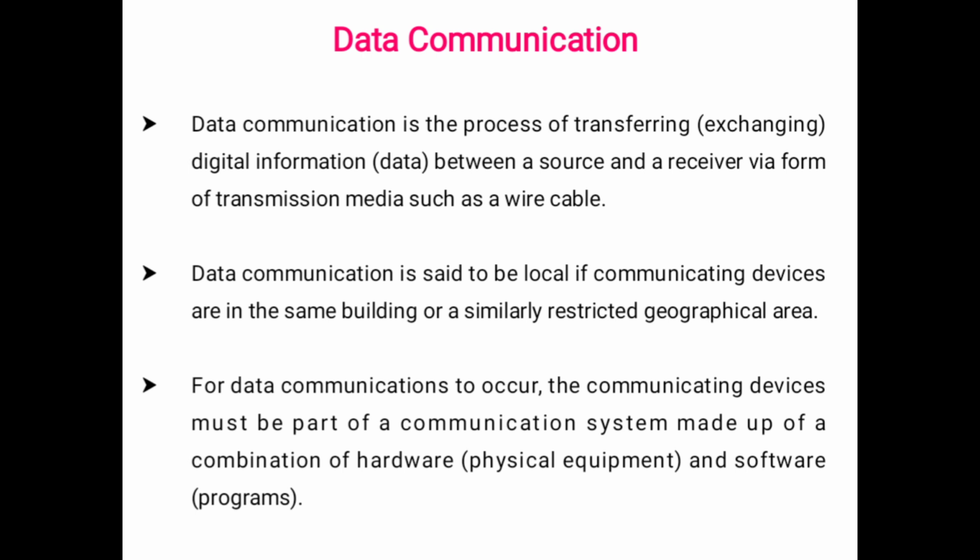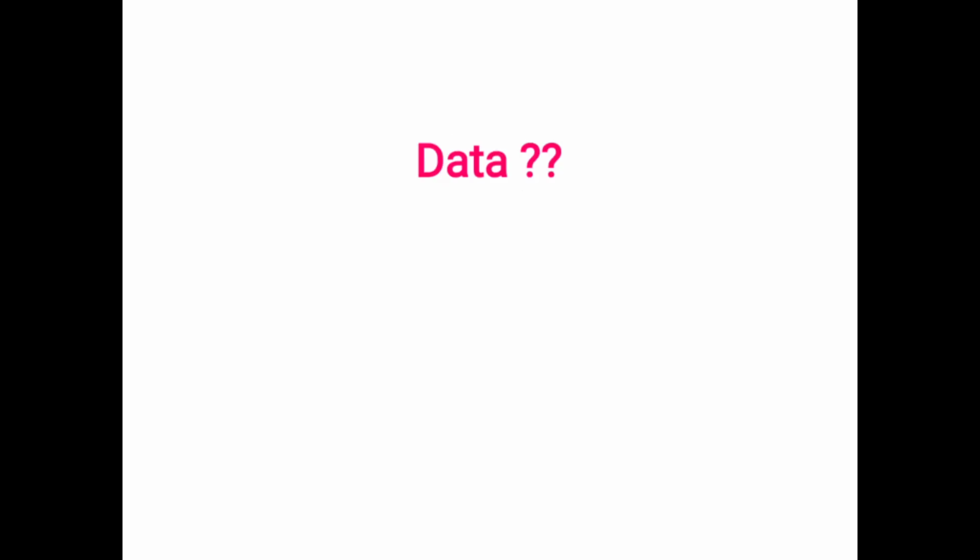So, data communication is said to be local if communicating devices are in the same building or a similarly restricted geographical area. For data communication to occur, the communicating devices must be part of a communication system made up of a combination of hardware and software.